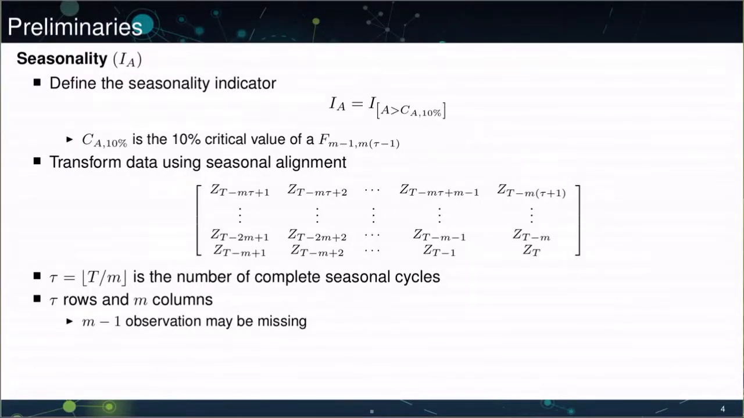Continuing on preliminaries, the next thing to decide is what's known as the seasonal preliminary. This is the indicator IA, which is actually going to be whether this test statistic A is larger than a critical value. So here we are going to use a formal test to actually test for seasonality.